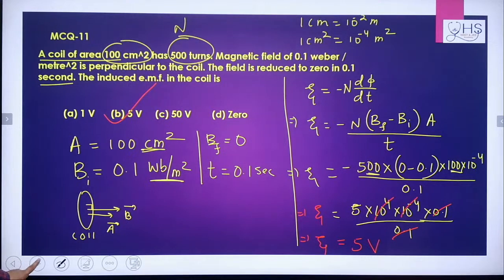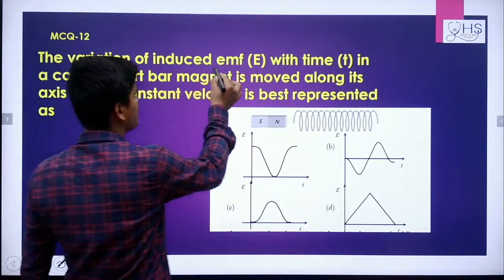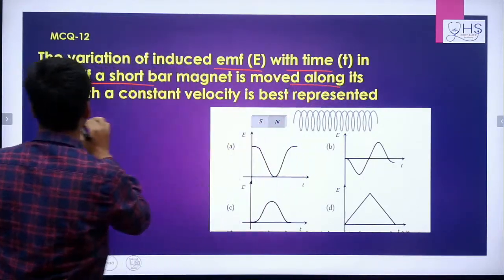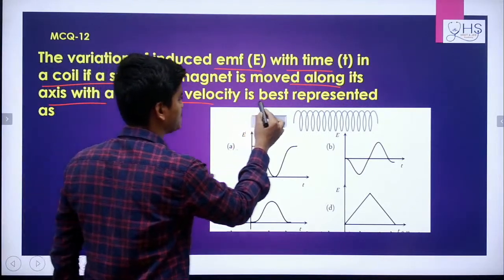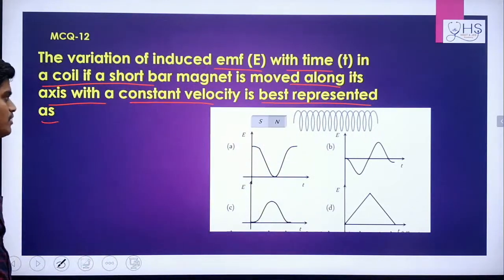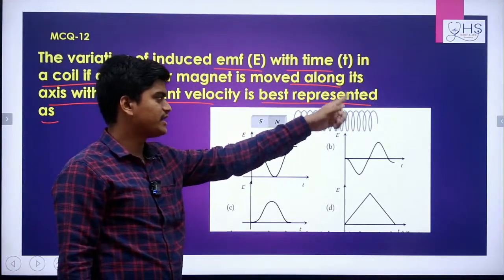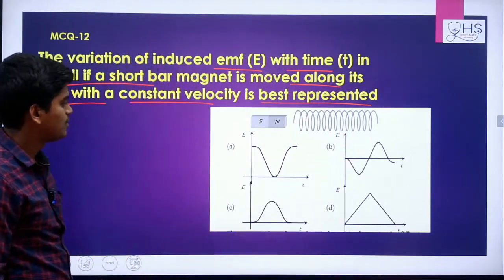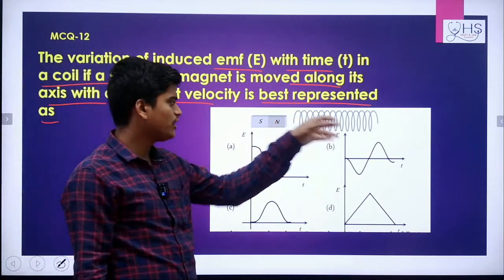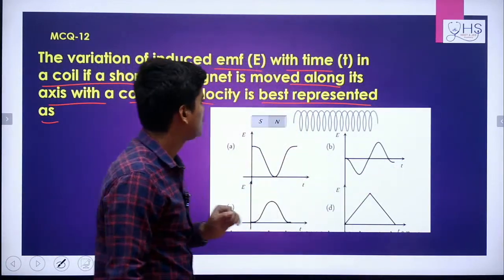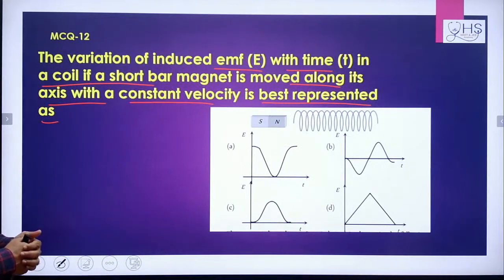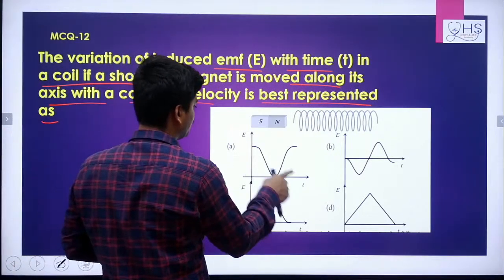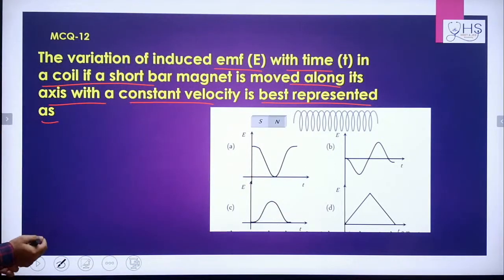Okay, now come to the next question. The variation of induced EMF with time in a coil, when a short bar magnet is moved along its axis with a constant velocity, is best represented as what? Now one magnet is there and one coil is there. So see here, a north-south magnet is there, and here this is the coil. Here they are telling that induced EMF is produced in the coil when a magnet is passing through the solenoid. Actually it is a solenoid. Now what do they want here? What is the graph of induced EMF and t?